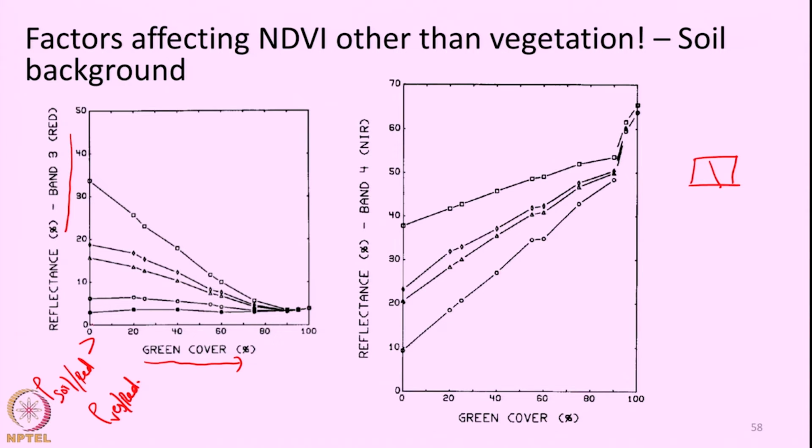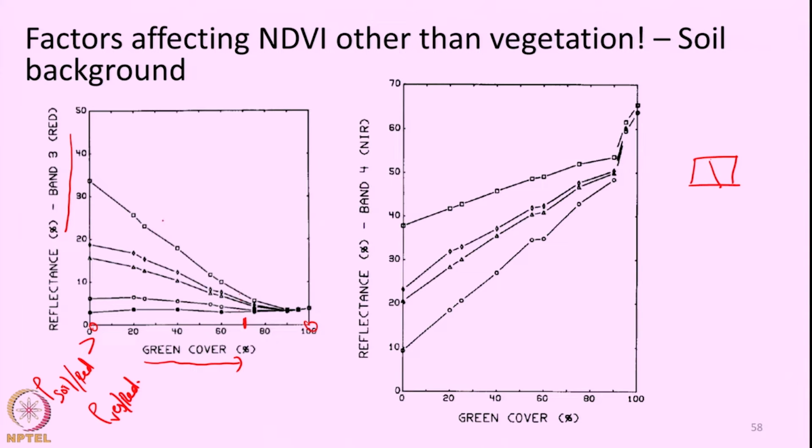Zero percent green cover means bare soil, and 100% green cover means the entire pixel is covered with vegetation, and we are not able to see any soil in between. If that is the case, you can see that red reflectance is quite high for 0% green cover, and then it decreases, and only after crossing say 60 or 70% vegetation cover does everything converge. So, the difference between different fields or different moisture content.